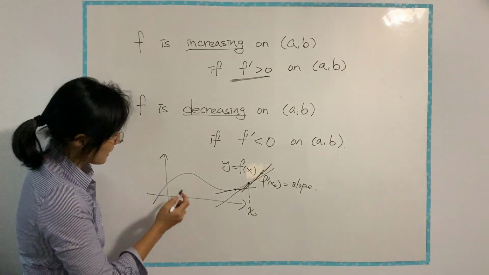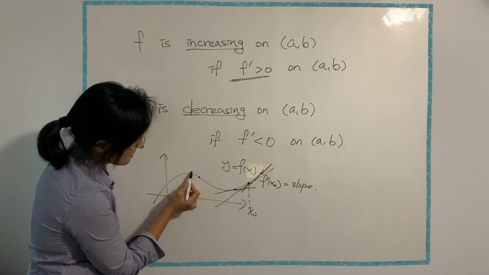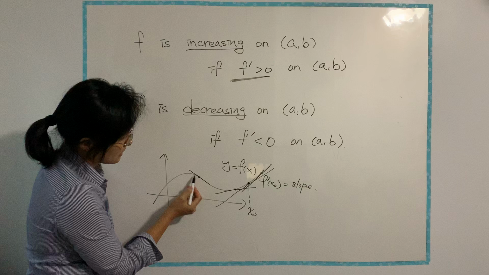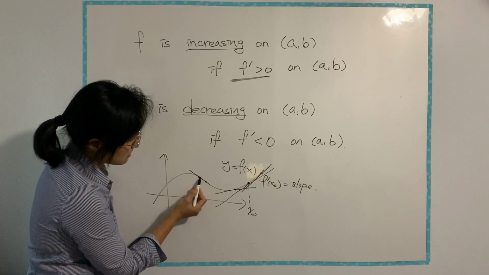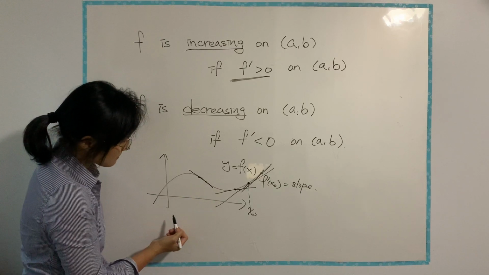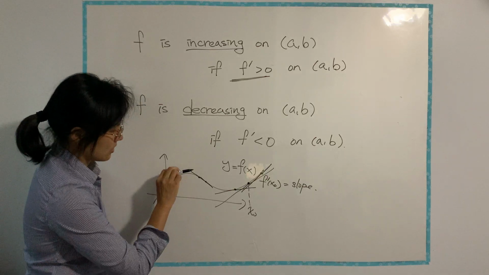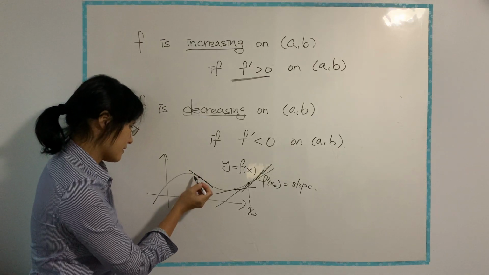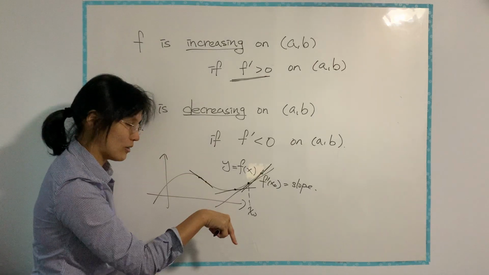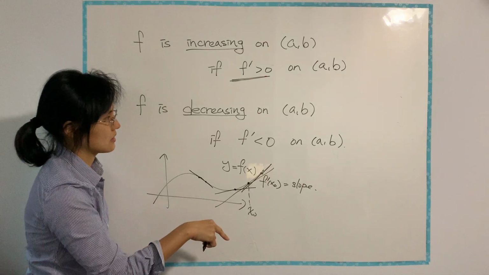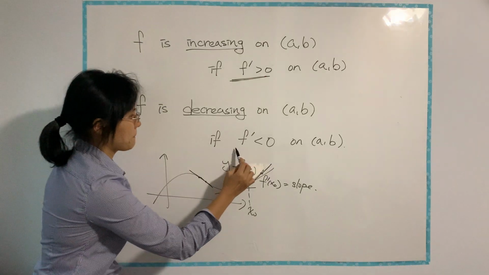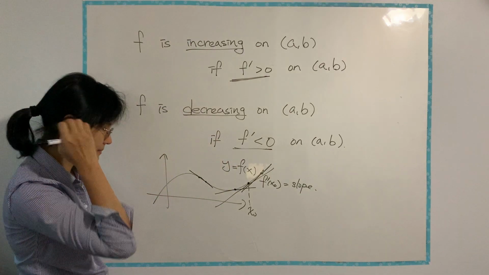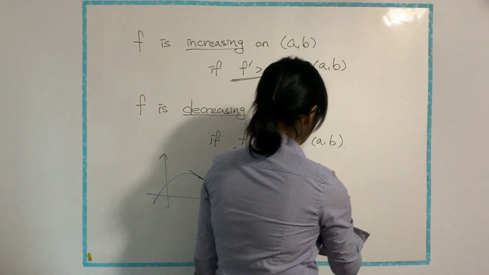Okay, on the other hand, if I'm looking at this point here, then the slope of the tangent line is negative here as well. Okay, so this tells you that the curve has a tendency going downwards, meaning the value is decreasing. Okay, so now we know that if f prime is negative, then f is decreasing. Okay, so let me give you an example.